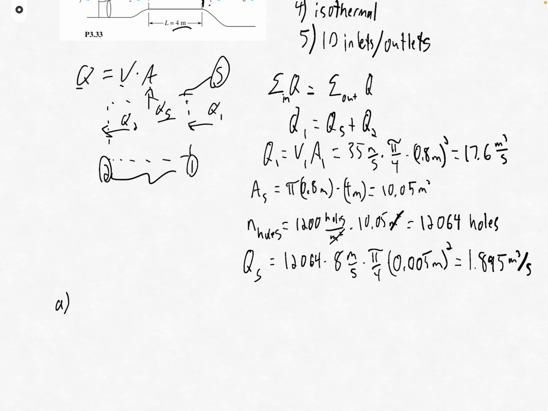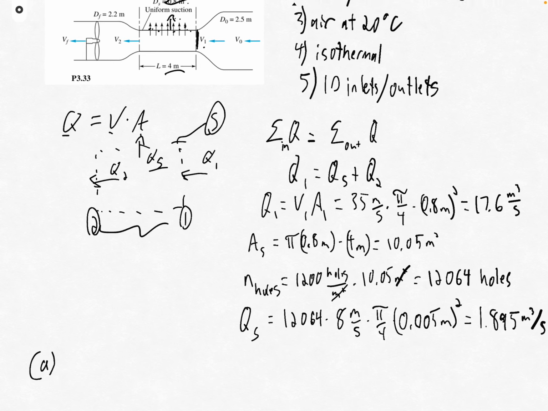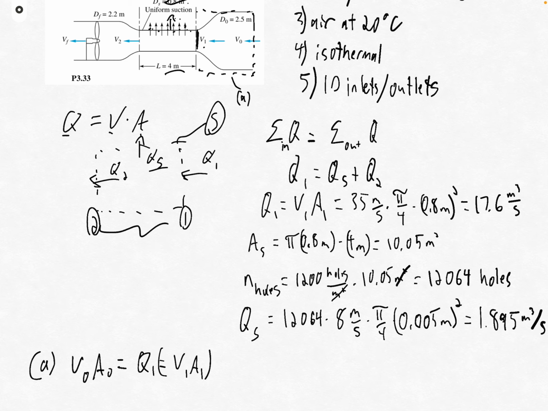So let's see. So we know that if we look at this test section over the first piece here, there's no suction flow. So the only inlet to this control volume, this first control volume for part A, is going to be V0 times A0. And that's going to be equal to the flux at section 1, right? It's going to be equal to Q1, which is also equal to V1 times A1, right?